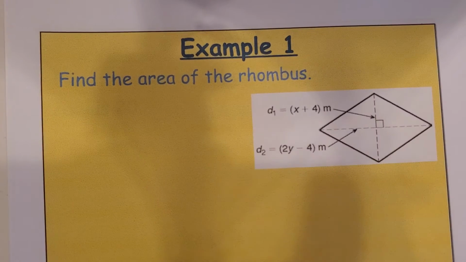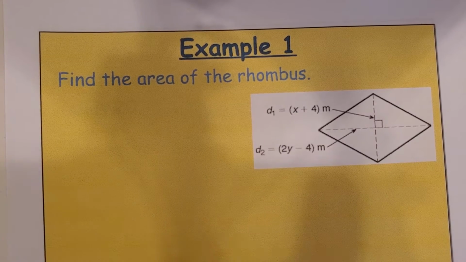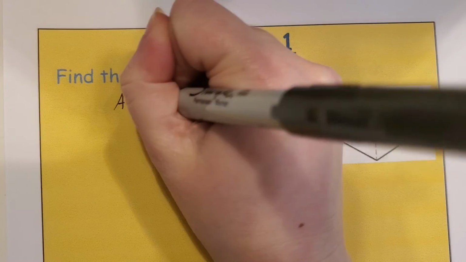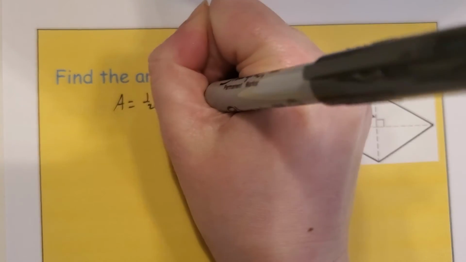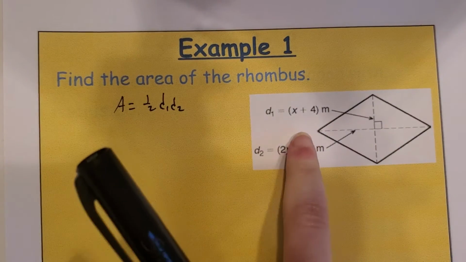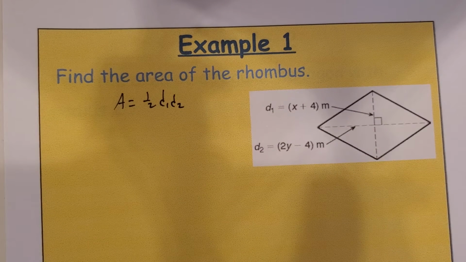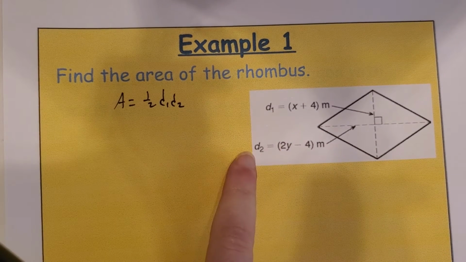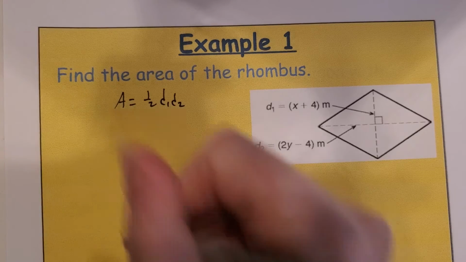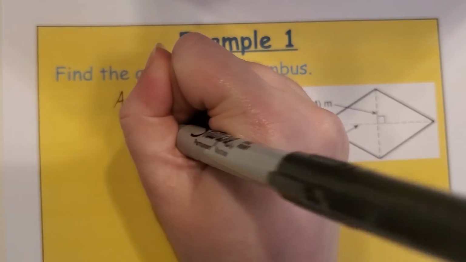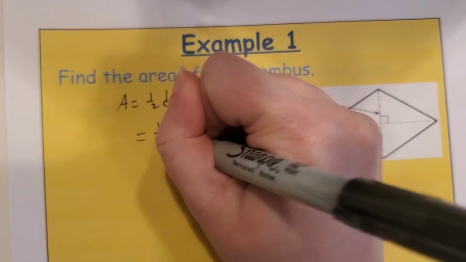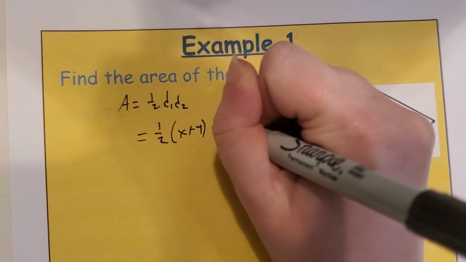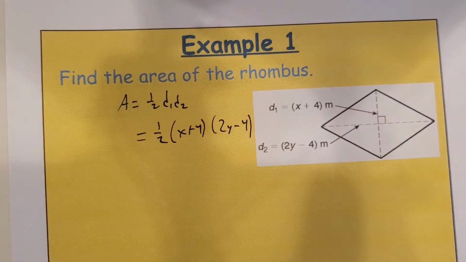Area of a rhombus. The whole thing is really just knowing the formulas for the areas of the different figures. So the area of a rhombus is half of the product of the diagonals. And we have expressions this time to represent both of those diagonals because it says D1, D2. So we're just going to go ahead and plug them right in. So half of x plus 4 and 2y minus 4.